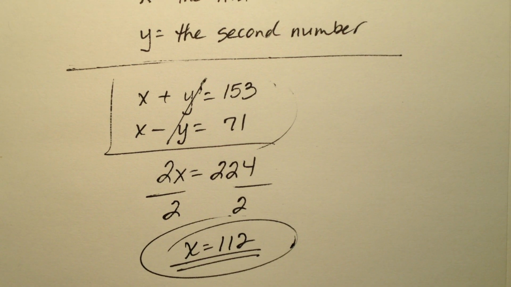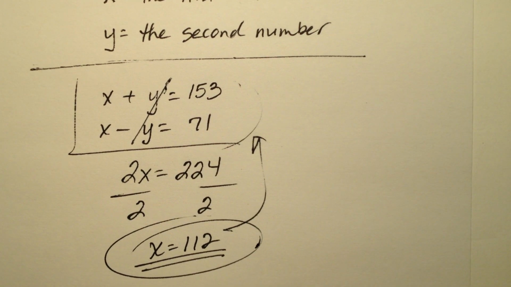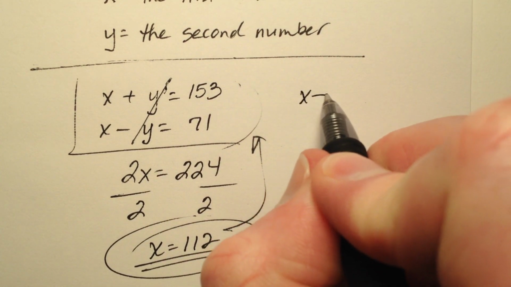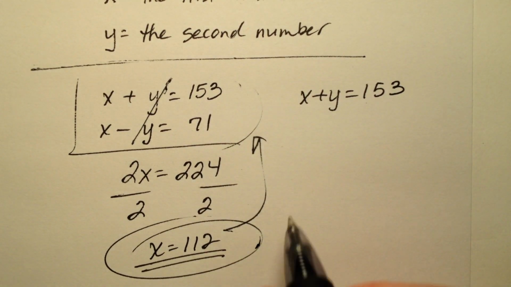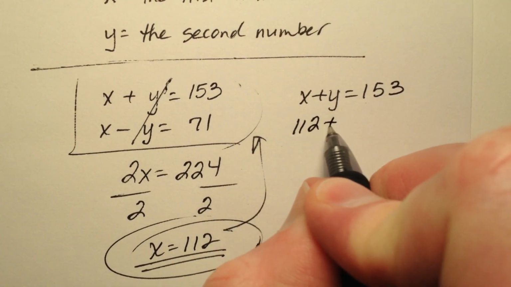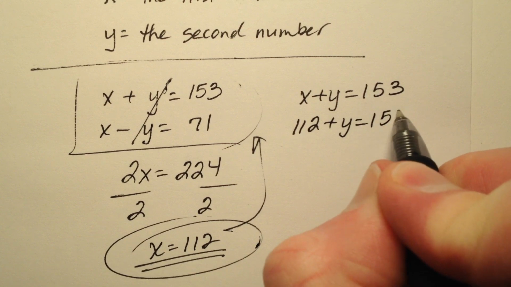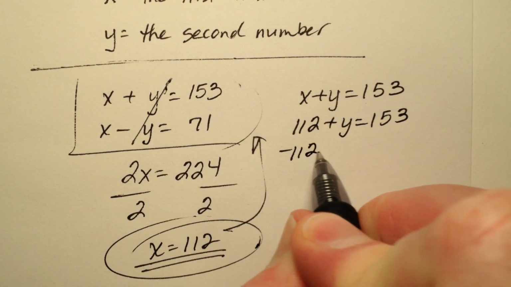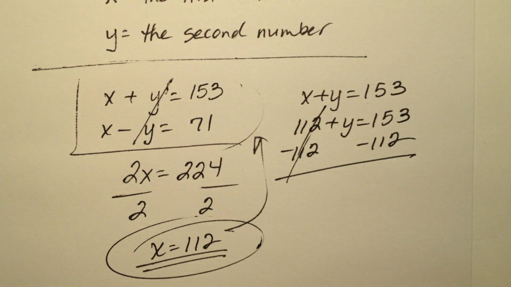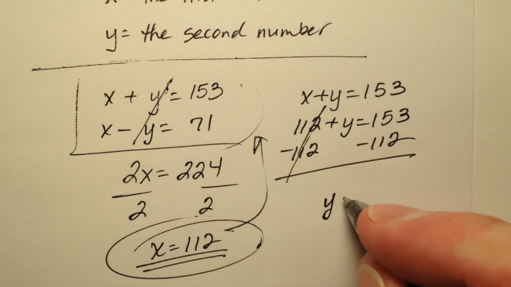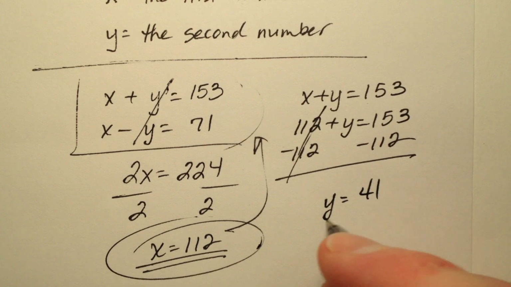And now that I have the value for one of the variables, I can go ahead and plug it in to one of these equations and solve for the final variable. x plus y equals 153. Well, x was 112, so that plus y equals 153. So now it's just a matter of solving. So the 112's cancel from the left side, and it looks like y equals 41.